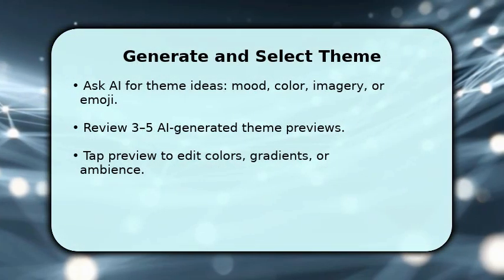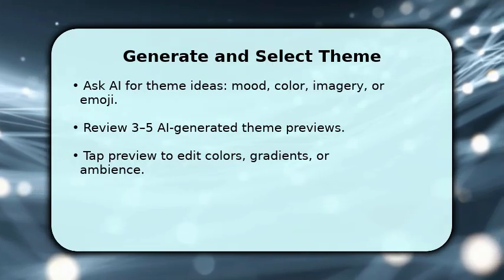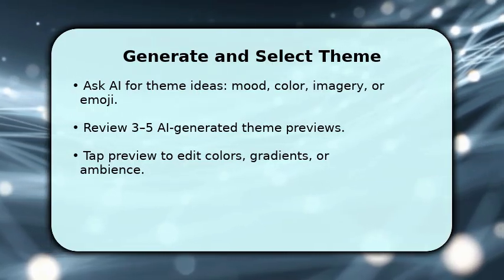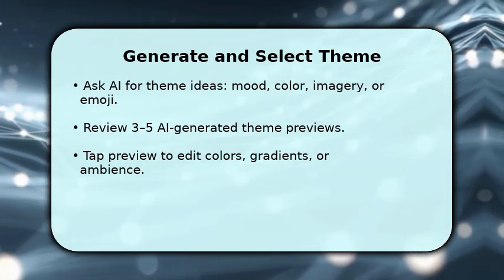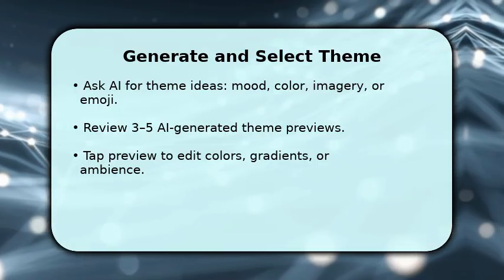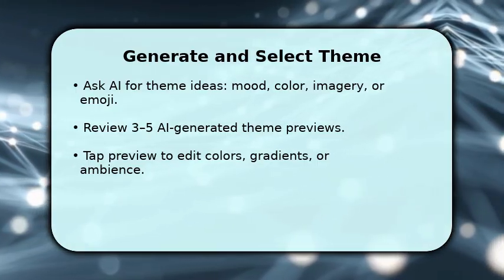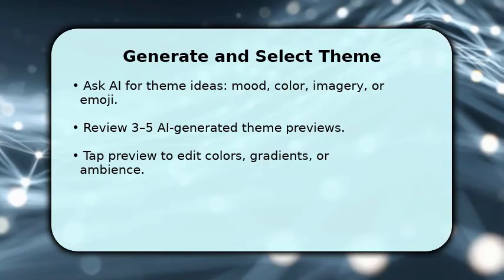Next, prompt the AI to generate theme options by describing mood, colors, or motifs. Say, create 5 cozy blue themes with warm accents. The AI will return previews you can swipe through. Review 3-5 to compare contrast and readability.